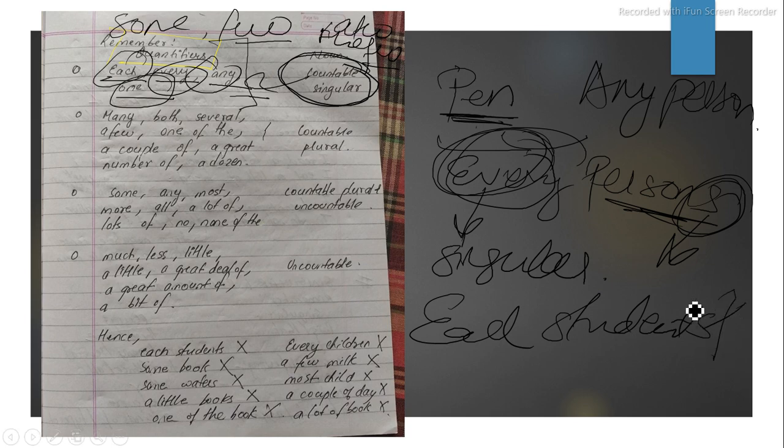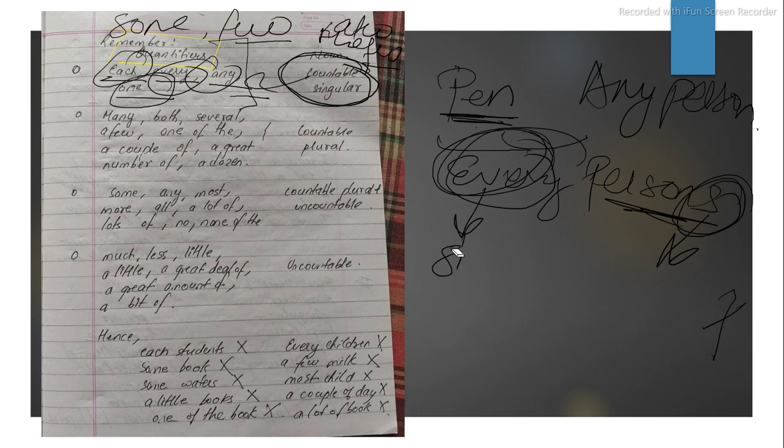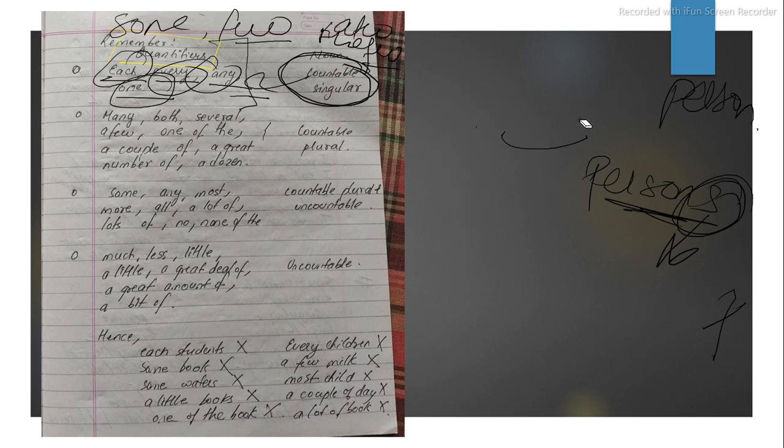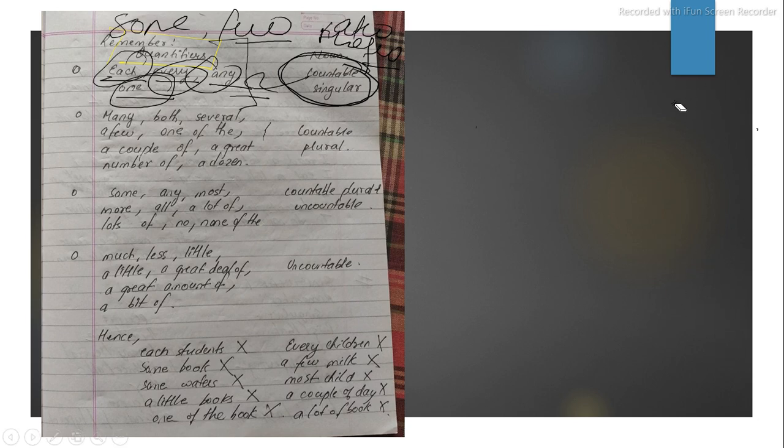Let me repeat it once again. I cannot use each students. I cannot use every students, every pens. Why? Because each, every, any, and one are going to be used before countable nouns only, plus before singular nouns only. Okay, if there is a singular noun, then only we can use each and every, or any, or one.